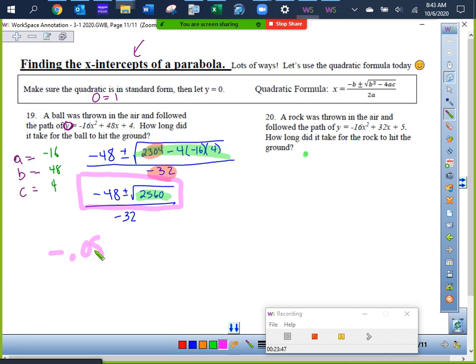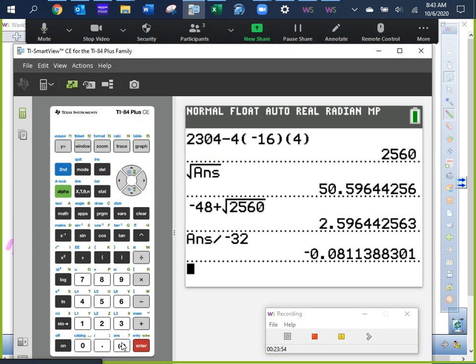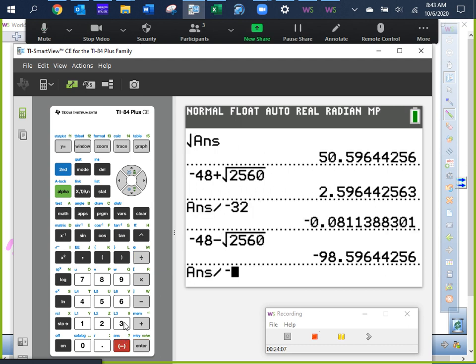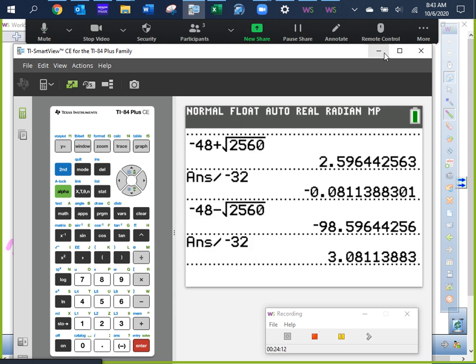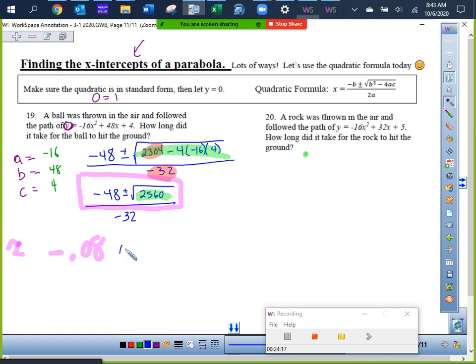An approximate in front of there. We did the plus. We got to do the minus in that case. So negative 48 minus the square root of that. And then divide it by negative 32. And then we'll get a positive answer of 3.08. Is that what y'all are getting? So there was 2 answers. Negative 0.08 or about 3.08.